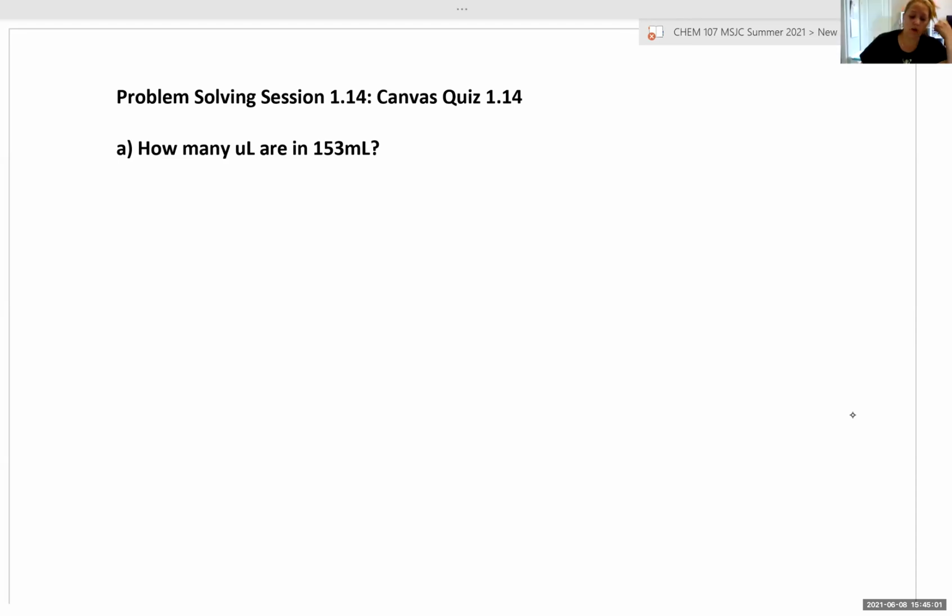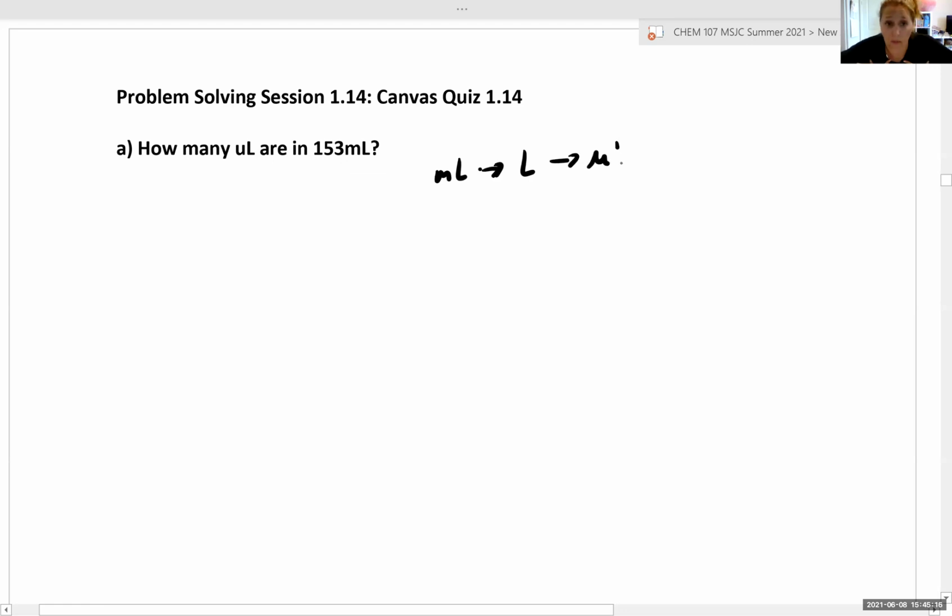Professor, can I ask a question real quick? Yes, please go ahead. Okay, seeing as we are going from milliliter to liter to microliters, yes, microliters, perfect. But the first thing that stumps me is the fact that it's a whole number. So I know I already have to move the decimal to make it between 1 and 10.